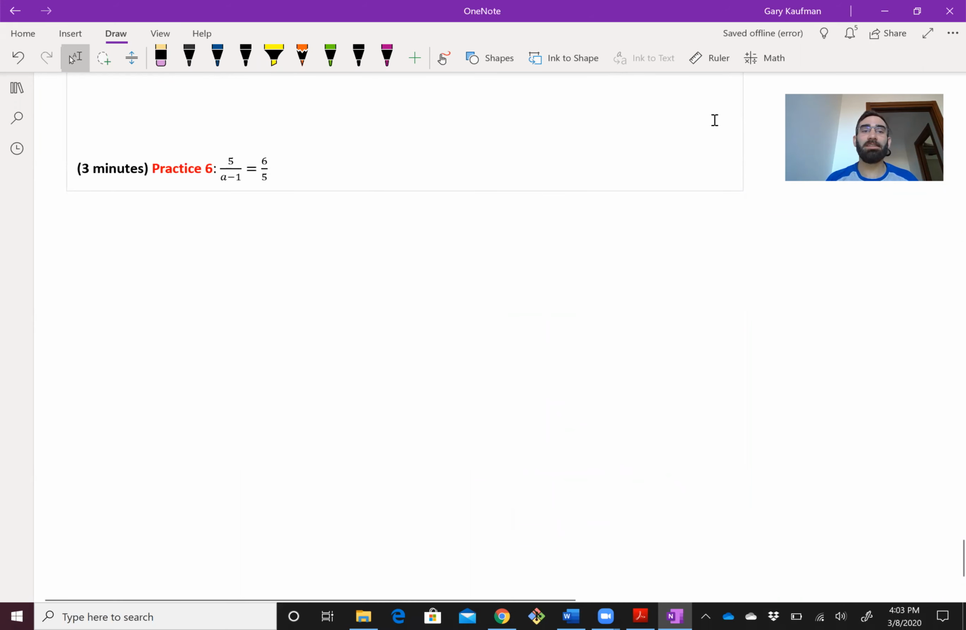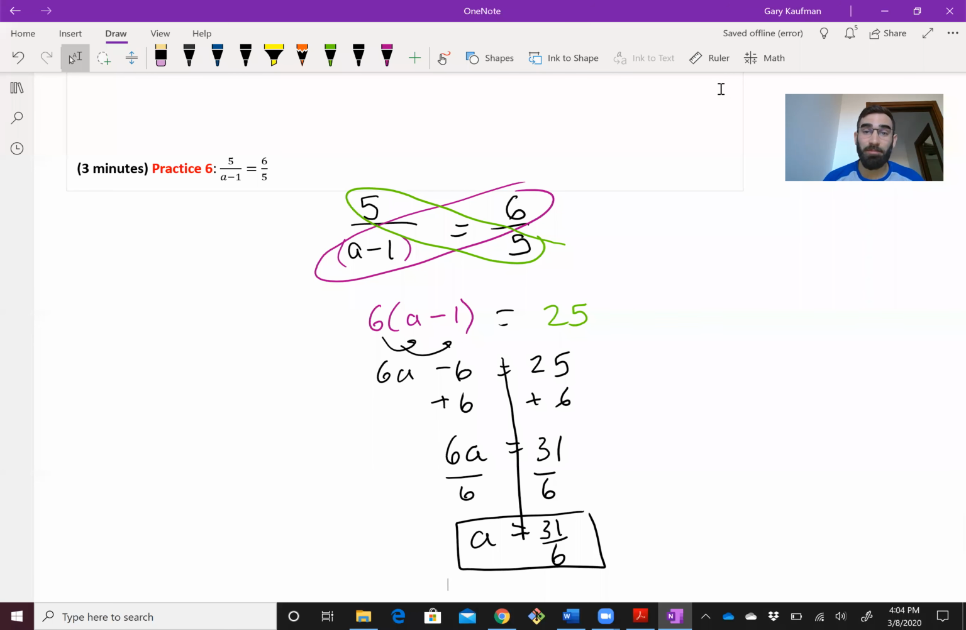Here is your last practice problem. So you try it first. Here's our last practice problem of the day. Notice this time I solved it by distributing. And I left my final answer as 31/6 because that does not simplify any further.